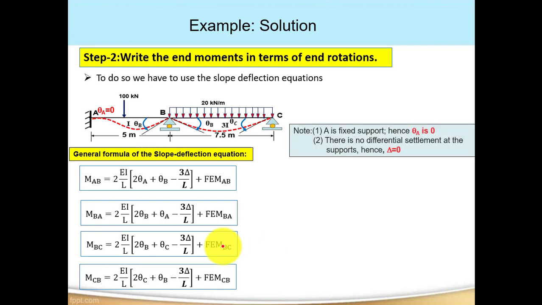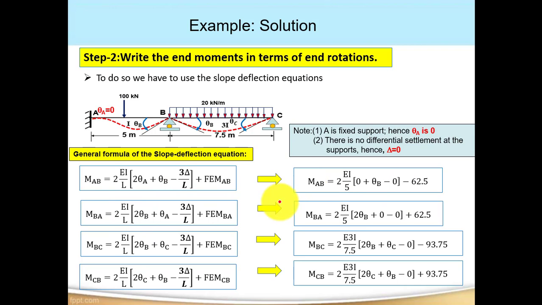Well, let us carefully look at the structure. A is a fixed support, therefore theta A is 0. Next, there is no differential settlement at the supports, hence delta is 0. Therefore, the two unknown rotations are theta B and theta C. Now we have simplified this problem.